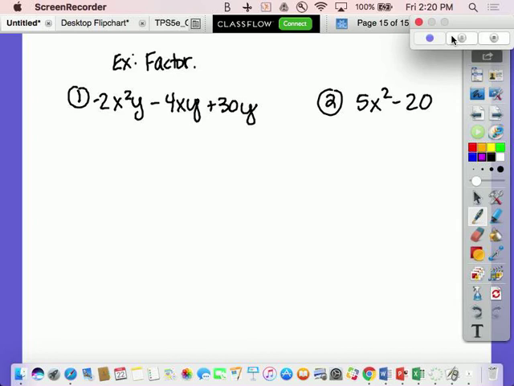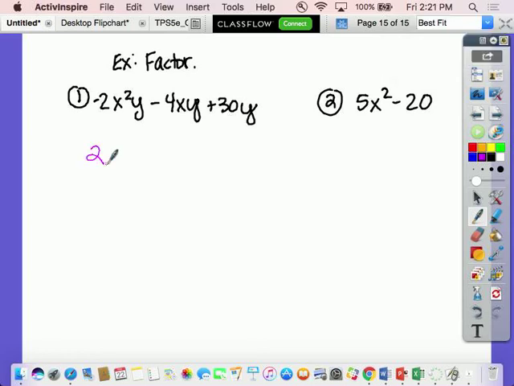So looking at your chart, what is the first step in every factoring problem? GCF. So I look at this. What is the GCF of 2, 4, and 30? 2. Do they all have an x? Do they all have a y? Yes. Now remember our note from yesterday, if the leading term is negative, we're going to factor out a negative. So put your GCF on the outside of the parentheses, along with that negative, and then we're going to factor out that negative.